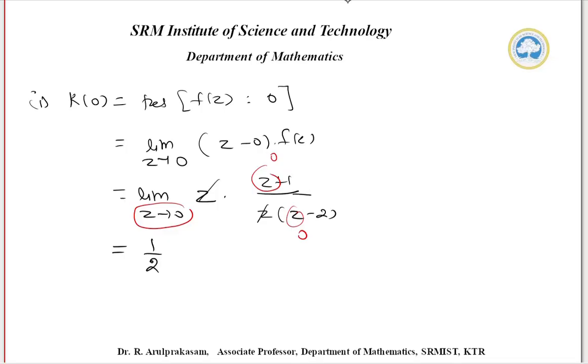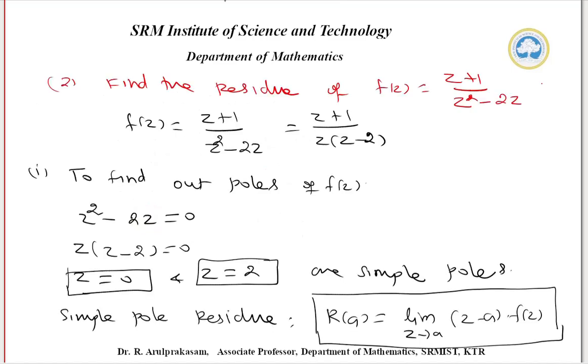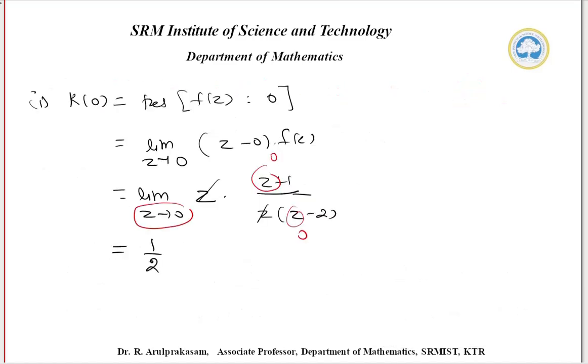Here my question has z + 1 in the numerator. Taking the problem, z + 1 gives 1 and z − 2 gives −2. So it is nothing but −1/2. My residue value, Res(0), is −1/2.